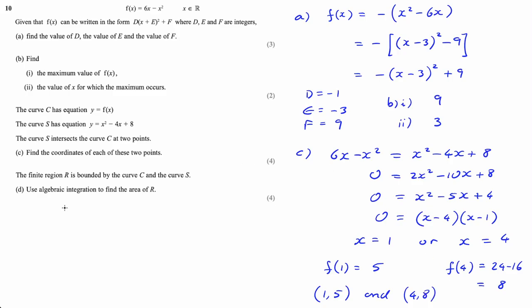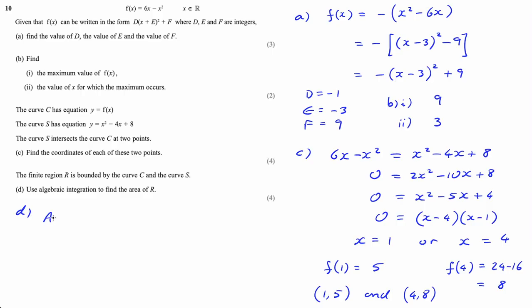Okay, that's part C. Part D. The finite region R is bounded by the curve C and the curve S. Use algebraic integration to find the area of R. Okay, so what we have, guys, is one of these is a happy face quadratic. It's this guy, and one of them is the sad face. So we want this area.